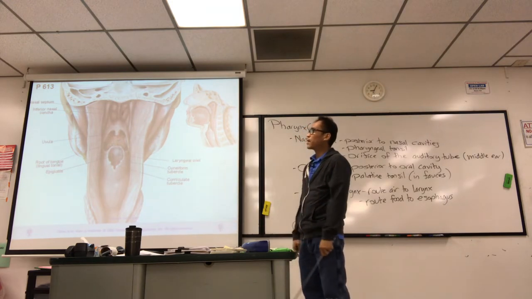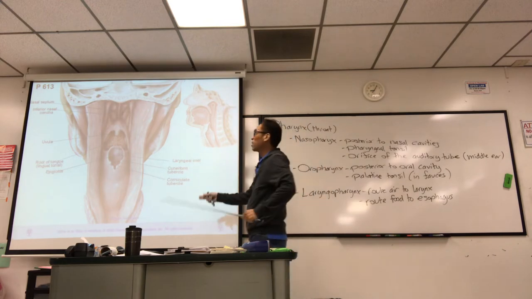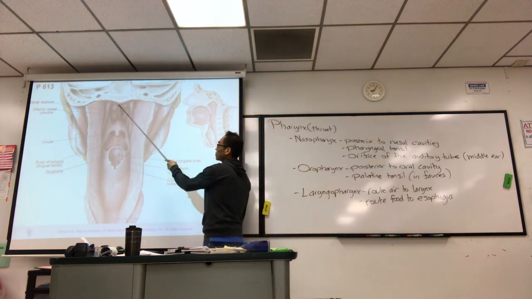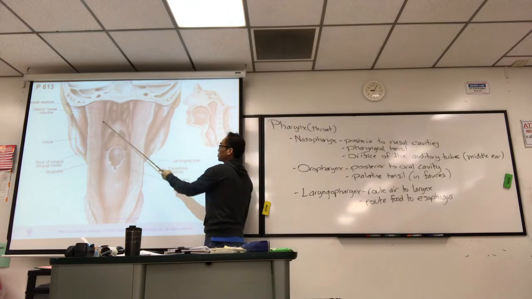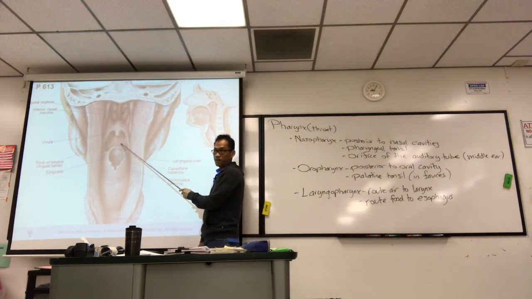What we just looked at was the nasal passages. There's the nasal septum, and these turbinates, those are your conchae. There's the inferior nasal conchae. This is the posterior nares. This is the root of the tongue, so that's the oral cavity. And there's the pharynx there.